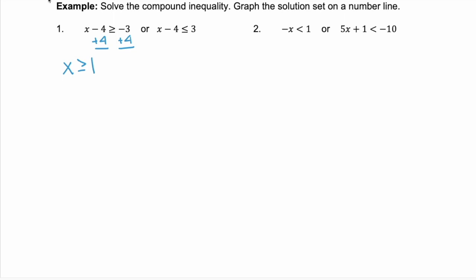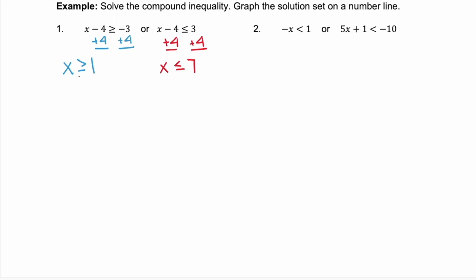Okay, now let's solve the second inequality. We're going to add 4 again to both sides. And here we get x is less than or equal to 7.